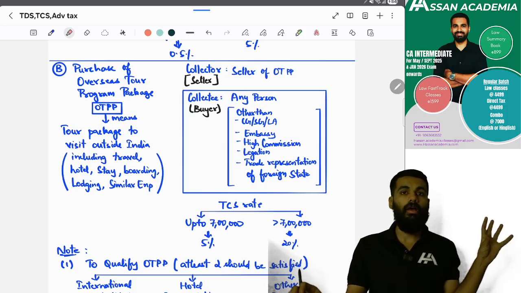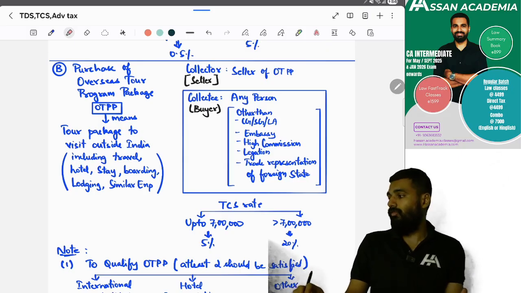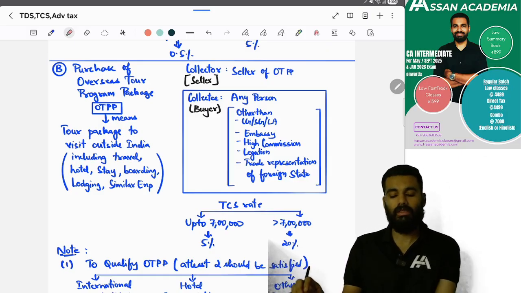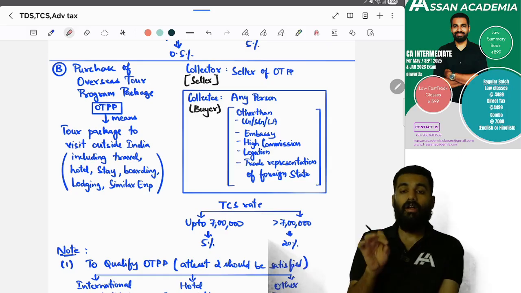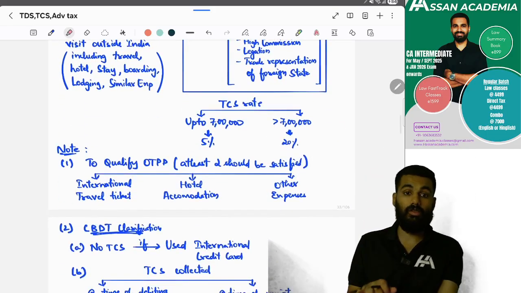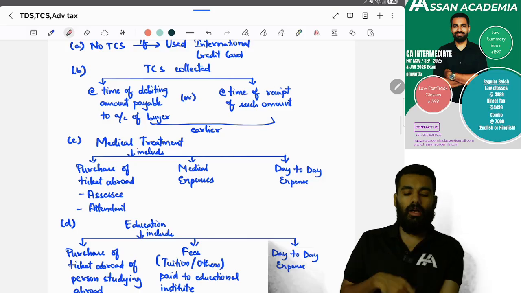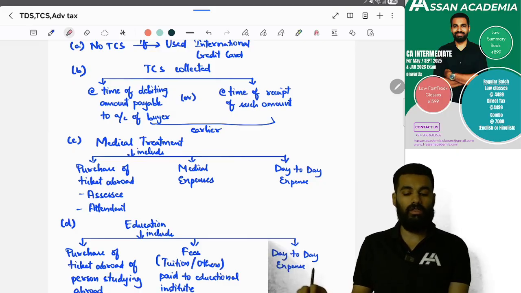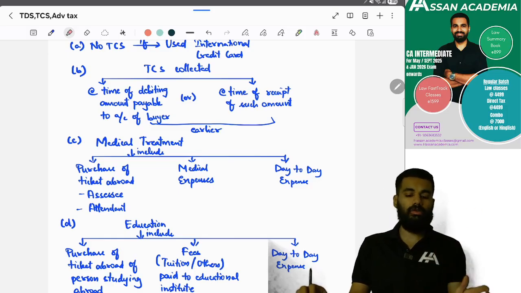Next, purchase of overseas tour package program. You are visiting outside India and in a package you are going abroad. In that situation, if the buyer is other than central government, state government, local authority, embassy, high commission, legation, trade representation of the state, then up to 7 lakh rupees 5%, more than 7 lakh rupees 20%. Yes or no? Yes. TCS will be collected when you are debiting in the journal entry or when you are collecting the amount, whichever is earlier. But if the buyer is using an international credit card, then TCS will not be collected.